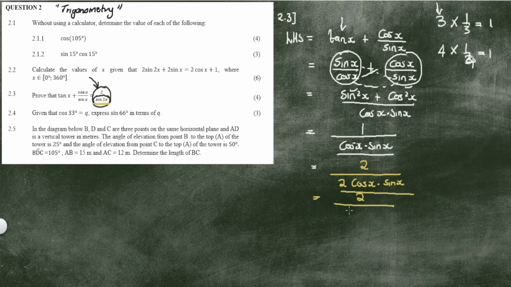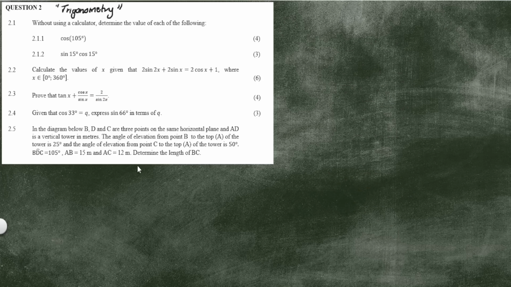Then this is an identity, which is sine 2x. This is the final answer. Okay? It's the same as the right hand side. Now it's the same as the right hand side.